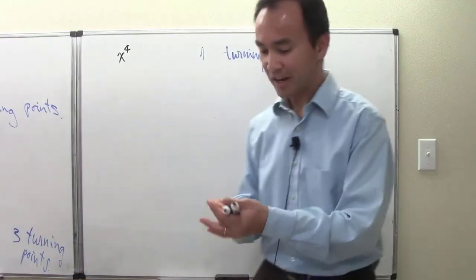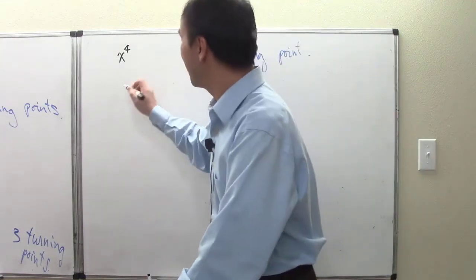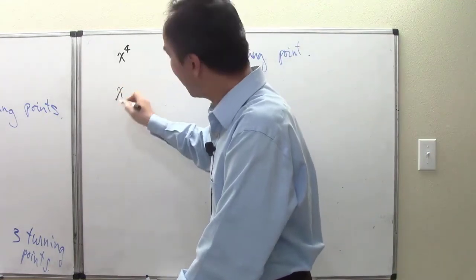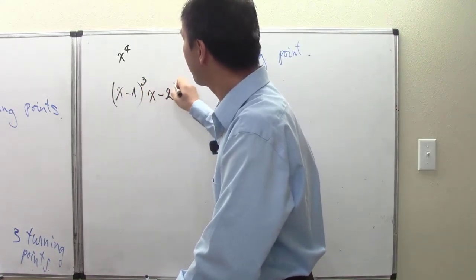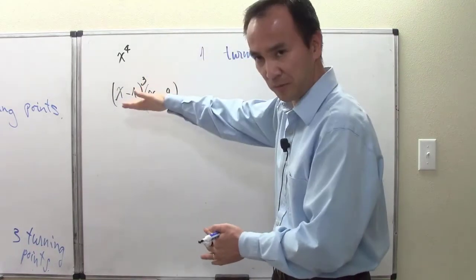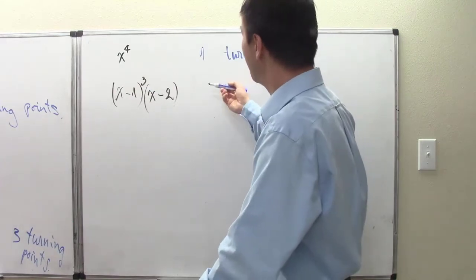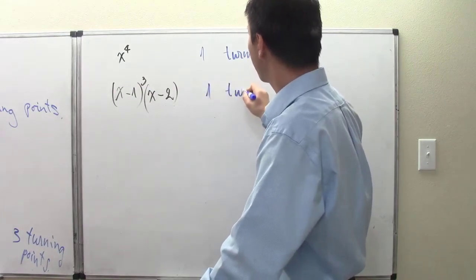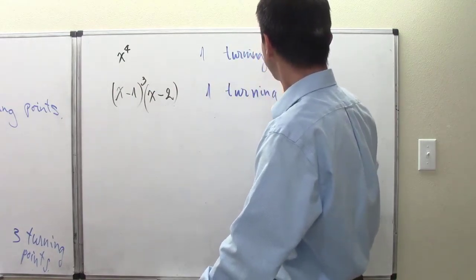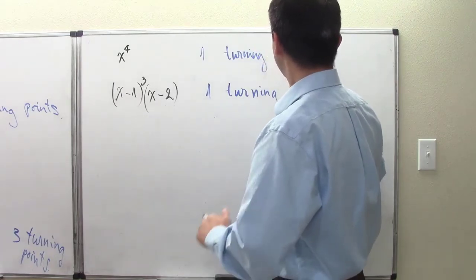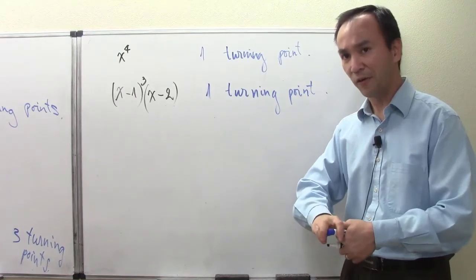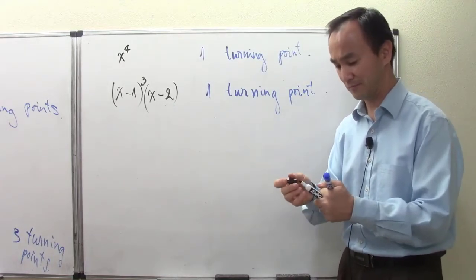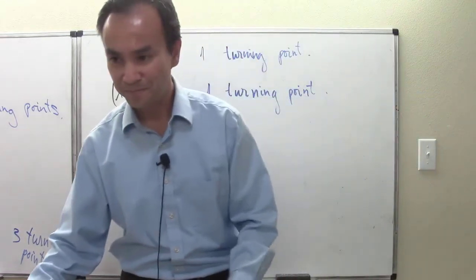And let's record it down again. That was x minus 1 cubed times x minus 2. It was fourth degree, and we had one turning point. On Desmos, I've been using factor form most of the time so far. So let's look at another one.